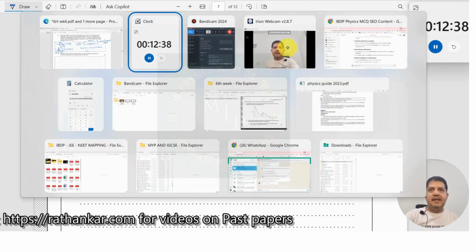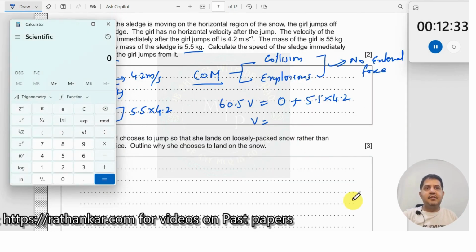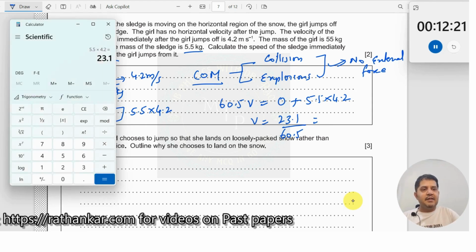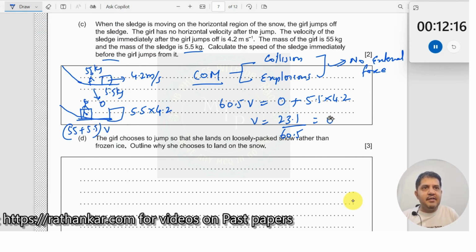So let me use my calculator. 5.5 times 4.2 gives 23.1. Divided by 60.5, I get 0.38. So the velocity of the sledge before the girl jumps from it is 0.38 meters per second. Let me just check whether my answer is correct. Yes, that's 0.38 meters per second.